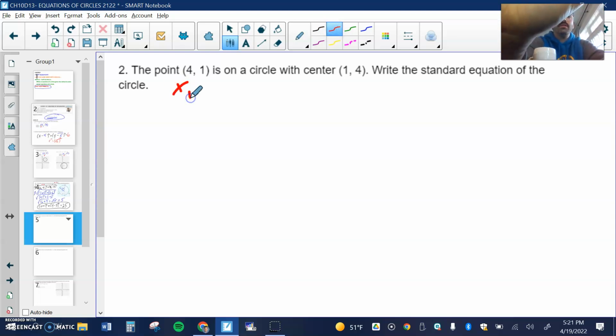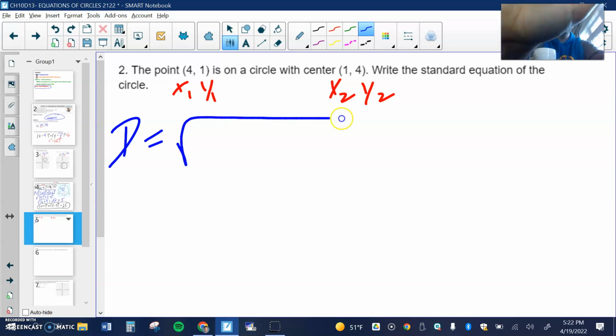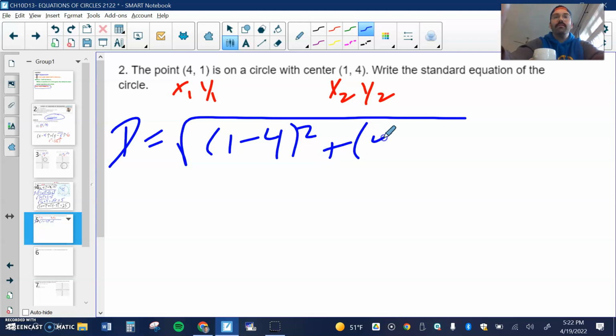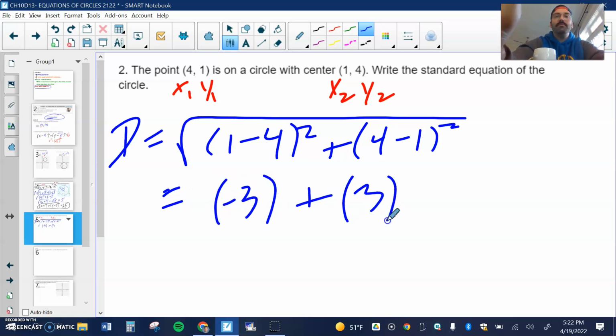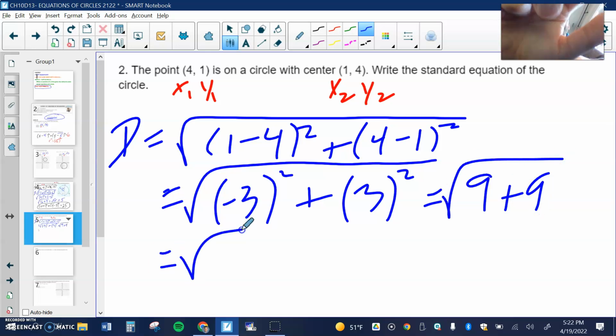x1, y1, x2, y2. Sounds like I'm singing a song. So distance equals the square root of (1 minus -3) squared plus (4 minus 1) squared. I forgot the square root. So 1 minus negative 3 is 4, and 4 minus 1 is 3. 16 plus 9 is 25... no wait, this one is 9 plus 9, which is the square root of 18.